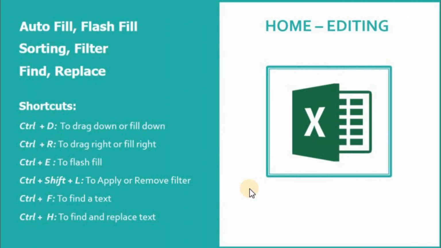So far, we have seen autofill, flash fill, sorting, filter, find and replace. The shortcuts we used are: Ctrl plus D is to drag down or fill down. Ctrl plus R is to drag right or fill right. Ctrl plus E is to flash fill. Ctrl plus Shift plus L is to apply or remove filter. Ctrl plus F is to find a text. Ctrl plus H is to find and replace text.